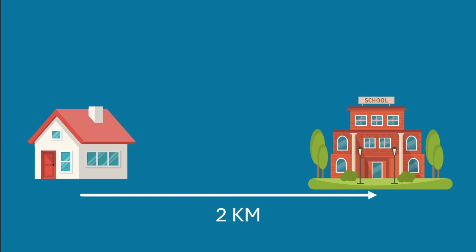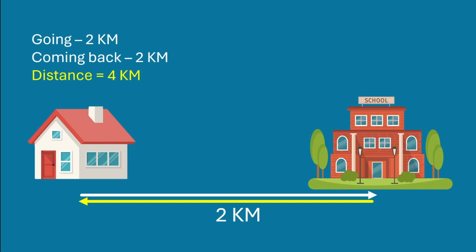Now that we are clear with the difference between distance and displacement, let's see if we can solve the problem. The distance between your school and your house is 2 kilometers. This is assuming everything is in a straight line. You go to your school and come back.